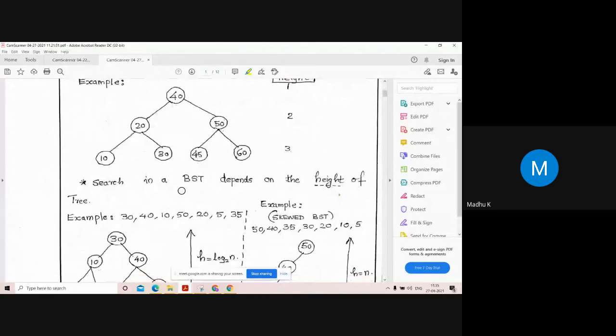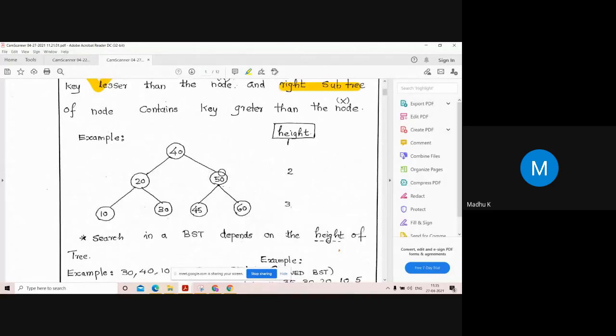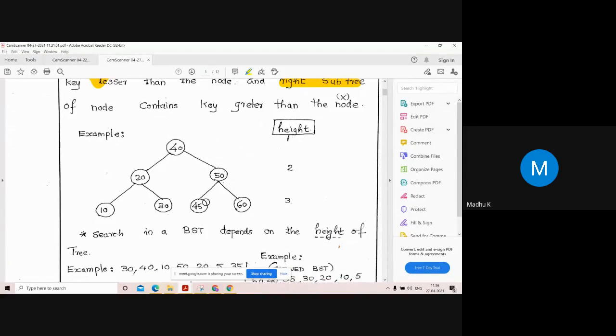For example, this is an example. So this is the height. What is the height of this tree? The height is 3, the number of levels. Okay, so this is the height.